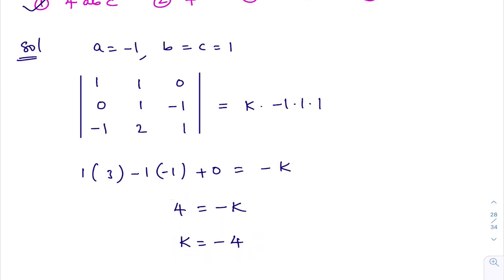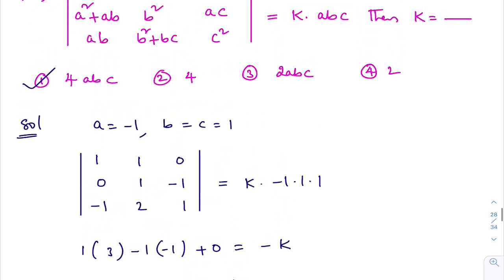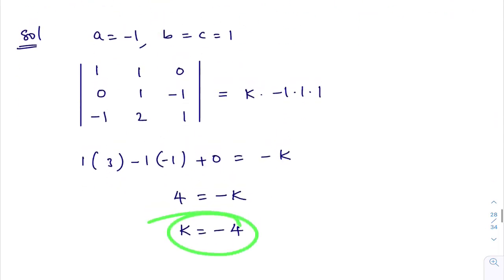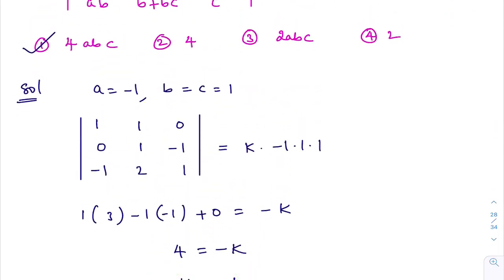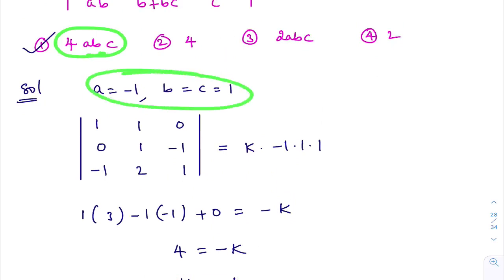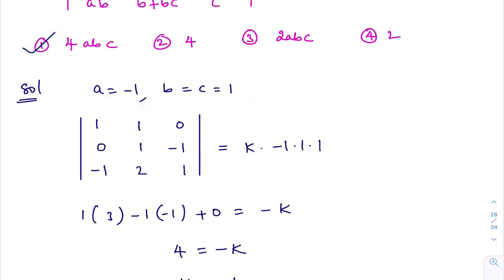Now what you will do, I got -4 here. In the question they are asking the k value. In the options also, you put A value -1, B value 1, C value 1. Which option will give you -4? That is the right option. See, when I put A value -1, B value 1, C value 1 in this, I am getting -4. This is the only option giving -4 when I substitute these values. So the first option is the right option. I hope you understand this.